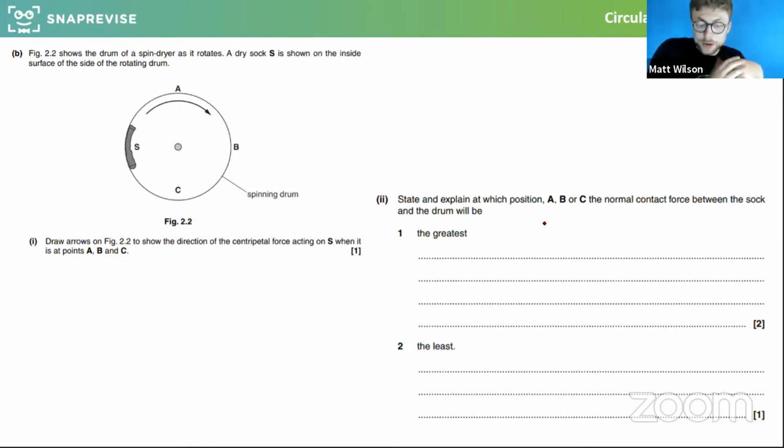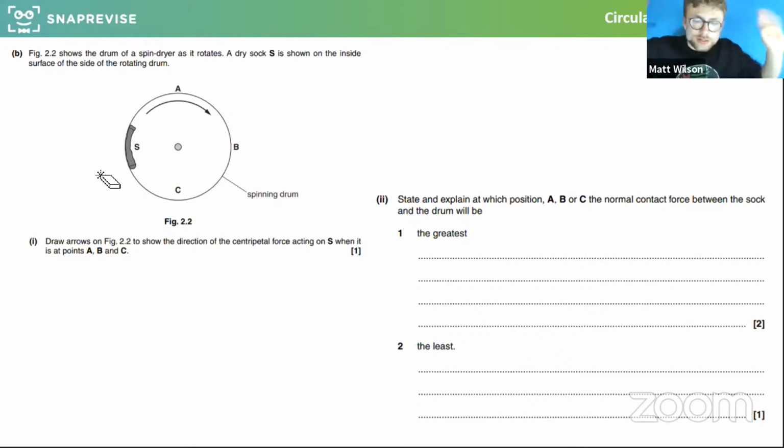And this is a really nice question. Figure 2.2 shows the drum of a spin dryer as it rotates. A dry sock S is shown on the inside surface of the side of the rotating drum. Okay, so there's our sock. Draw arrows on 2.2 to show the direction of the centripetal force acting on S when it is at points A, B, and C. Okay, now this is almost a trick question.